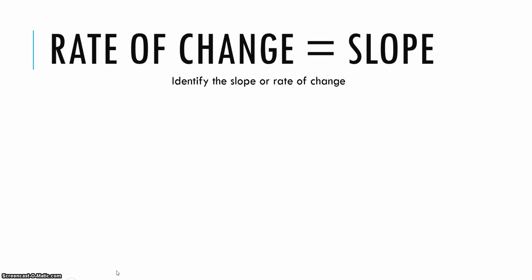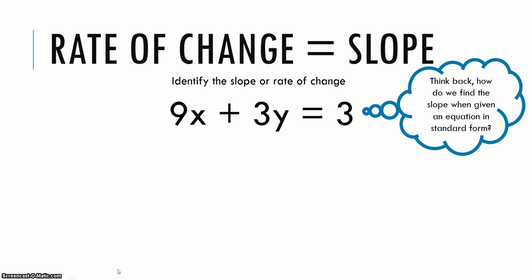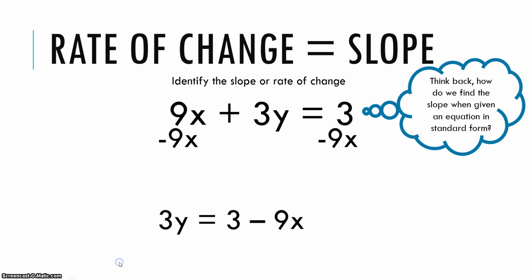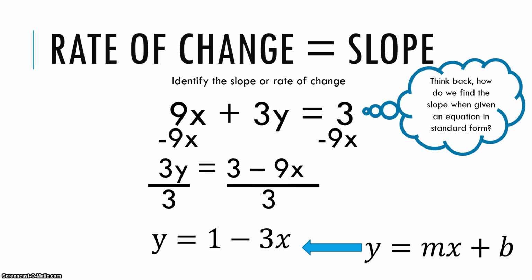Again, identify the slope or rate of change. How do we find the slope when we're given an equation in standard form? Again, we're going to solve for y. So we're going to subtract 9x, divide by 3, and we get y equals 1 minus 3x. If we think of y equals mx plus b, the slope is always next to the x, so it's negative 3.